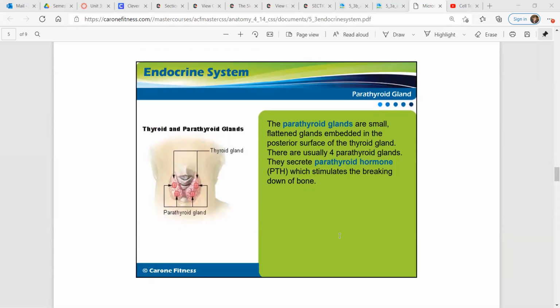Then we have the parathyroid glands. They are small, flattened glands embedded in the posterior surface of the thyroid gland. There are usually 4 parathyroid glands, and they all secrete parathyroid hormone, or PTH. And that hormone stimulates the breaking down of bone.